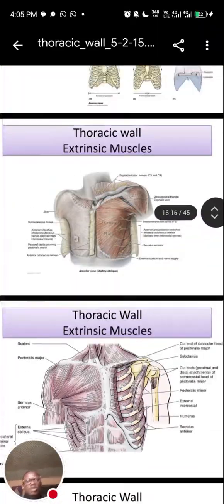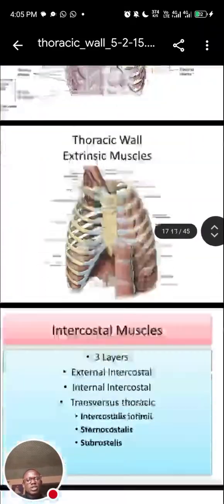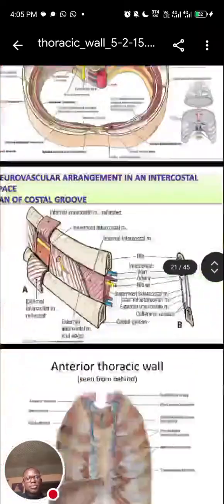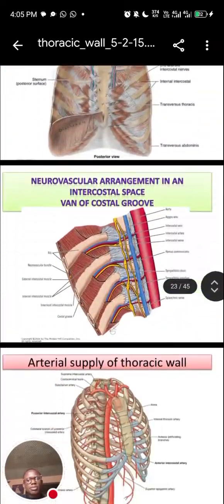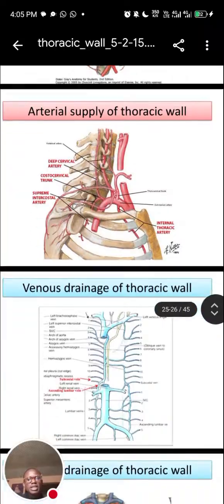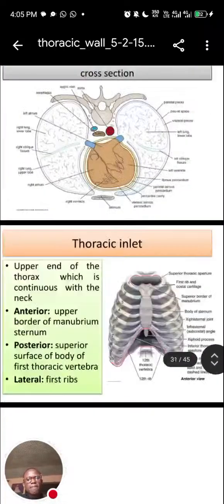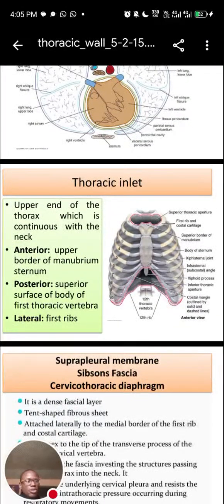That is the structures that pass through the thorax. Thoracic inlet. Look at it here. Thoracic inlet. As we talk about the thoracic inlet, we said we have things that pass through the thorax.